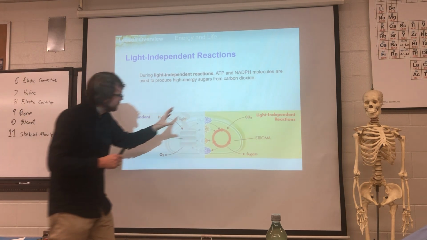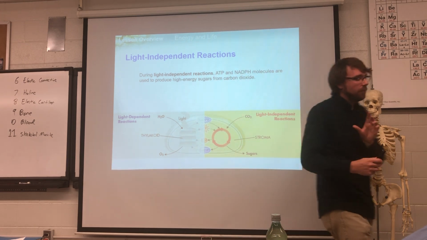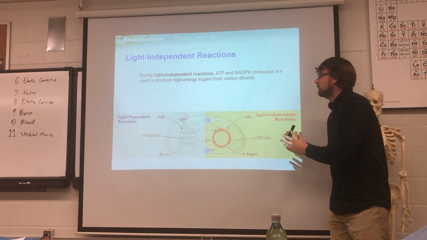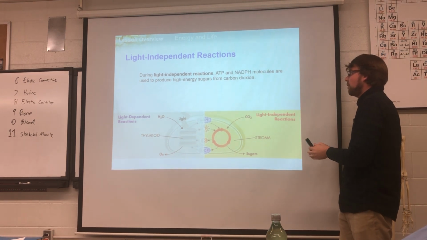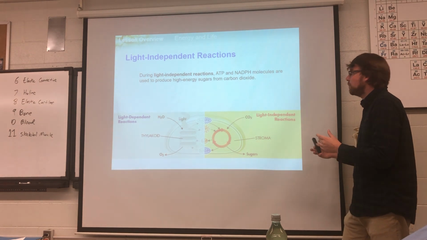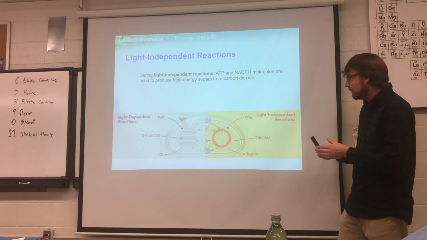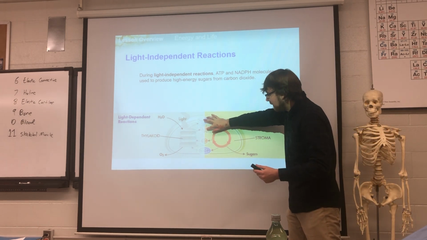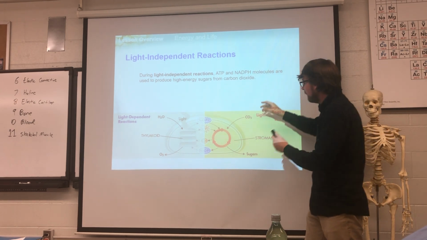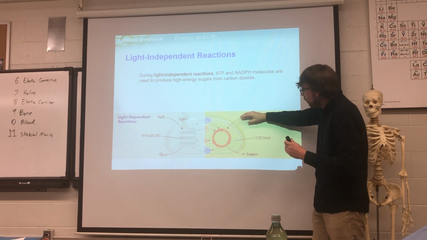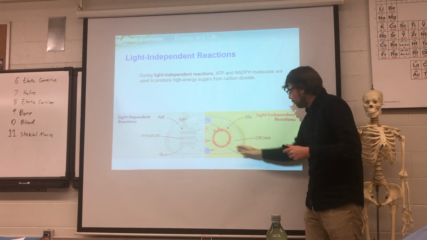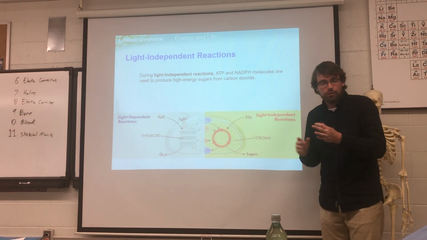So on the other side, now we're going to talk briefly about the light-independent reactions. In the light-independent reactions, ATP and NADPH molecules are used to produce high-energy sugars from carbon dioxide. So the energy from ATP and NADPH is used to take carbon dioxide, a very low-energy substance, and produce sugars, which store energy.